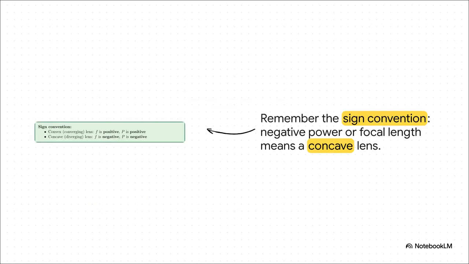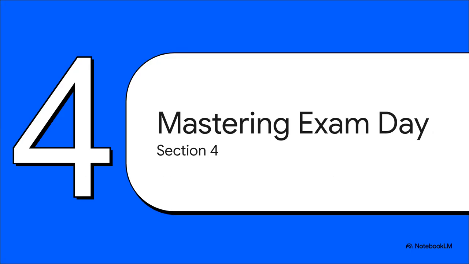And here's a pro tip that can save you from a silly mistake. It's all about the plus and minus signs. If the power or focal length is positive, you're dealing with a convex lens. If it's negative, it's a concave lens. It seems like a tiny detail, but getting that sign right can be the difference between getting the mark and losing it.